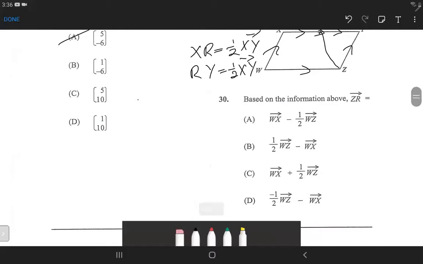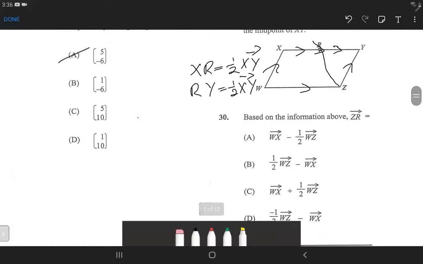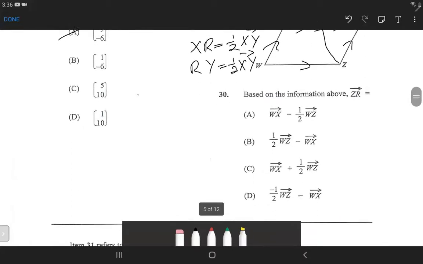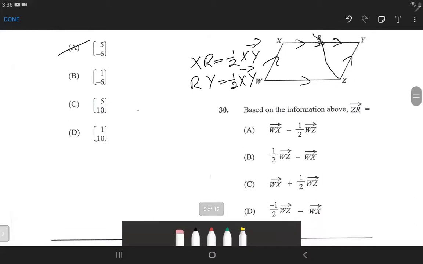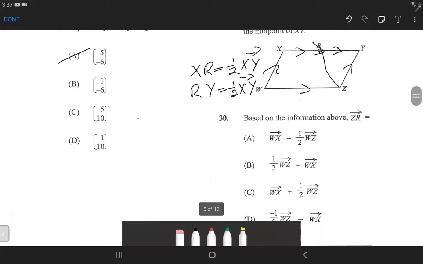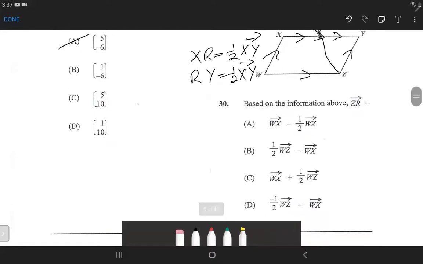So you have WX plus WX, where's nothing going to R, right? So it's a half XY, right? So where's a half XY? Well, WZ is also XY, so it's a half of that. So it will be WX plus a half WZ, yeah. So that's this one here, right? You could go through that if you need any more clarity.